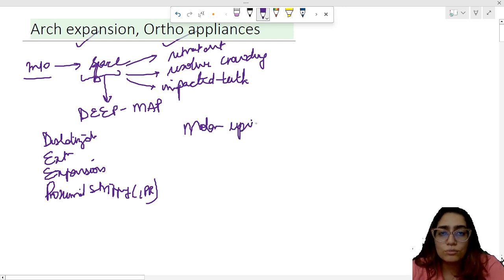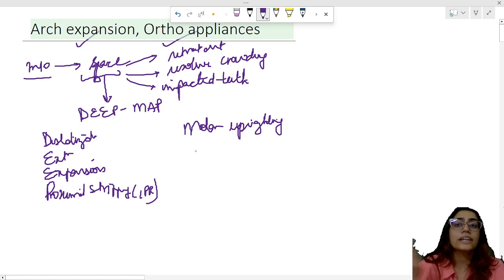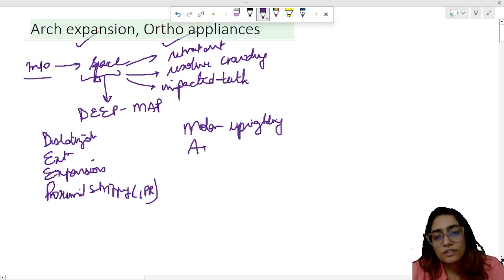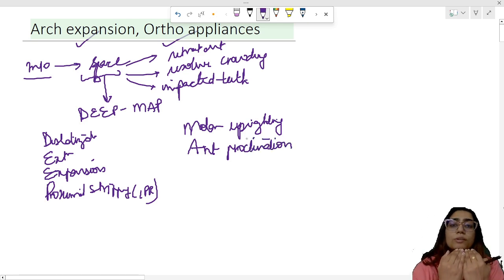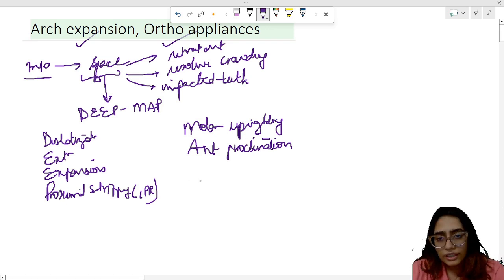Many a times the molar can be tipped into the space, and by uprighting the molar we might gain some space. A stands for the anterior proclination. So in cases where the anteriors are retroclined, when we push them out of the arch, when we procline them, we'll gain some space. Then we have P, right? P is for posterior derotation.